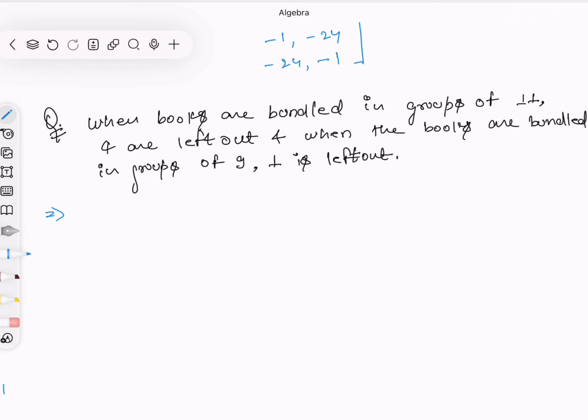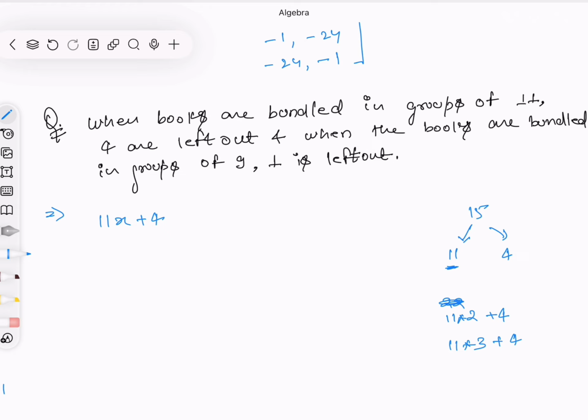Let's see the solution. Look, it is saying that books are bundled in groups of 11, 4 are left out. So basically they are saying, let's say you have 15 books. If you bundle it in a group of 11, 4 will be left out, right? So you have one bundle. If you have two bundles, let's say 22, that is 11 multiplied by 2, then again 4 will be left out. If you have 3 bundles, then also 4 are left out. So can I write it as 11x plus 4? This is the total number of books.